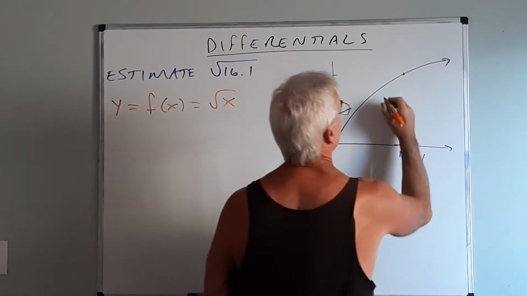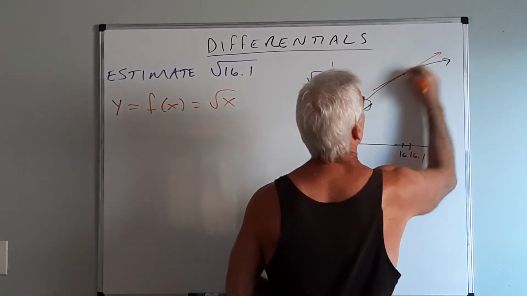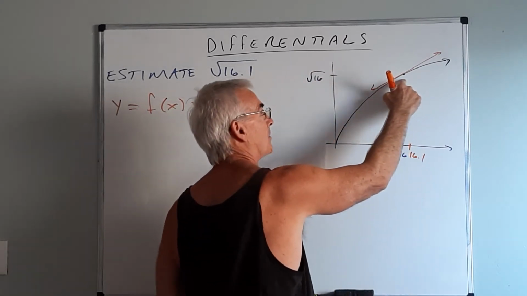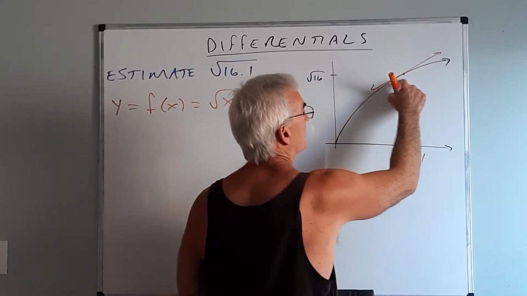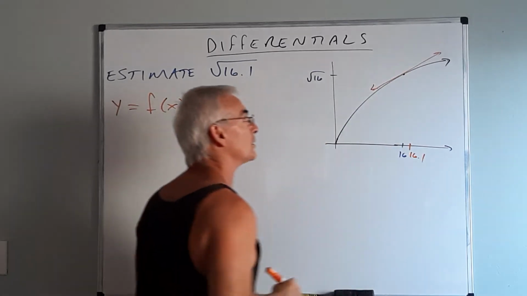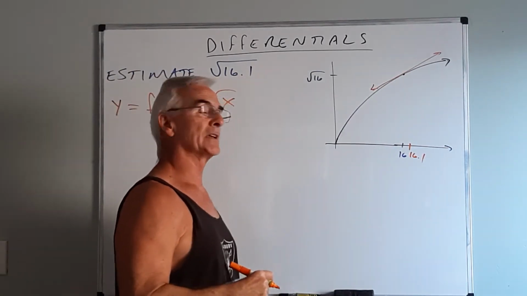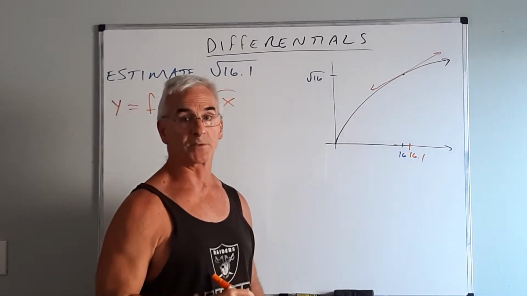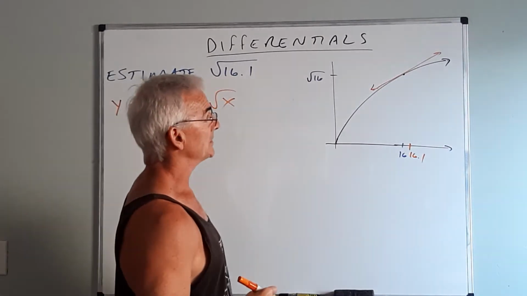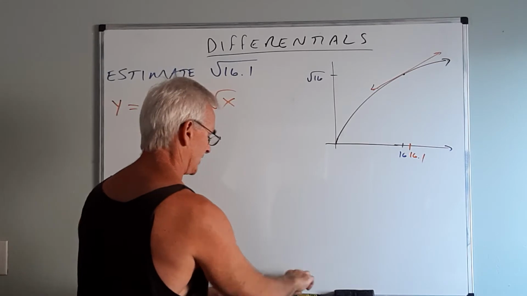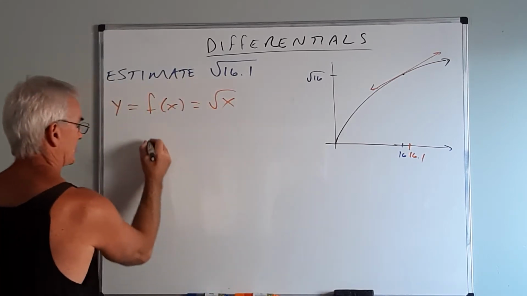So if I draw the tangent line at 16 comma f of 16, then the value on the curve would be very close to the value on the tangent line. So the idea here is if I can calculate the value on the tangent line, which should always be simple, I can use it to estimate the value on the curve. So the first thing I want to do is blow up this picture.